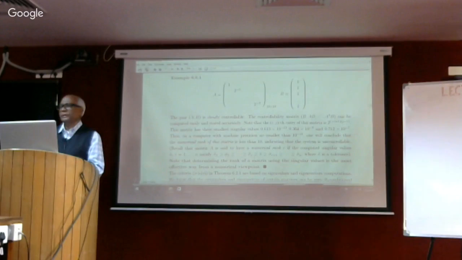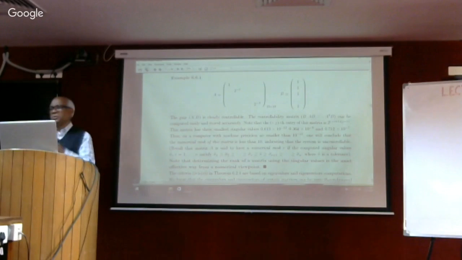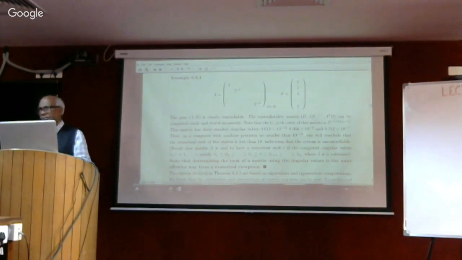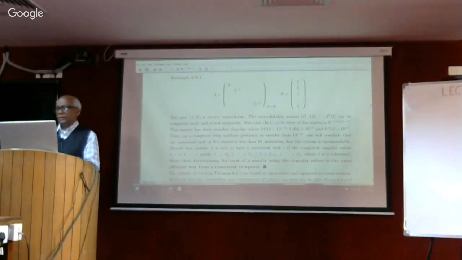This is because this system is theoretically controllable, but it is close to an uncontrollable system. That's the reason, and Kalman's criterion for controllability cannot predict that. This type of remark also holds for other criteria of controllability, because they are all mathematical. So for that reason, we have to think of some other numerically effective criteria for controllability.